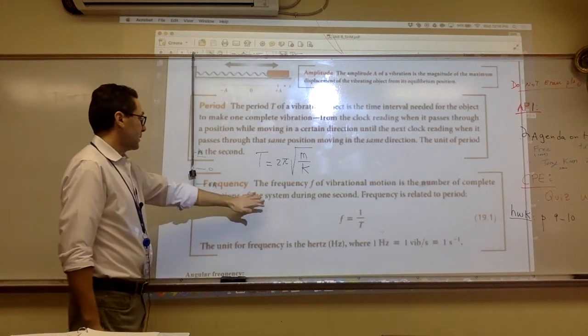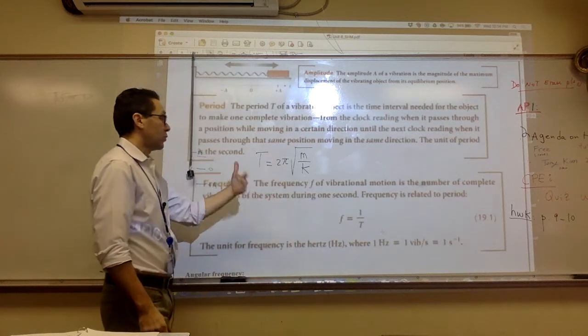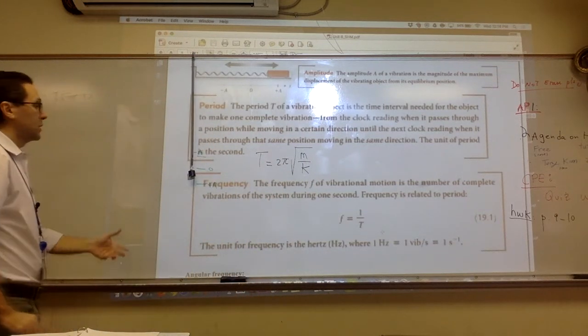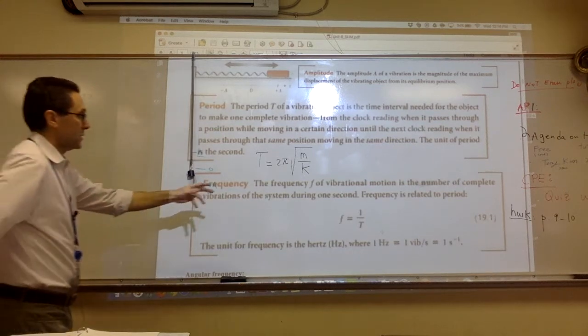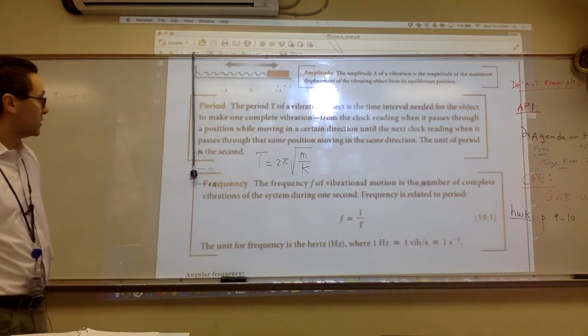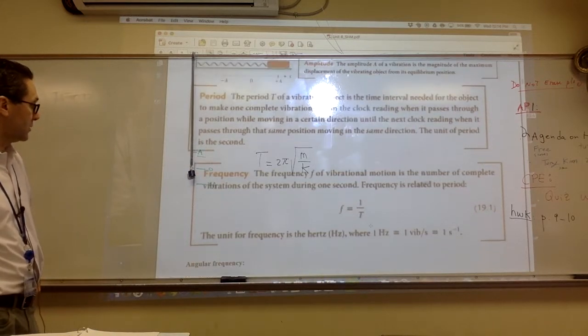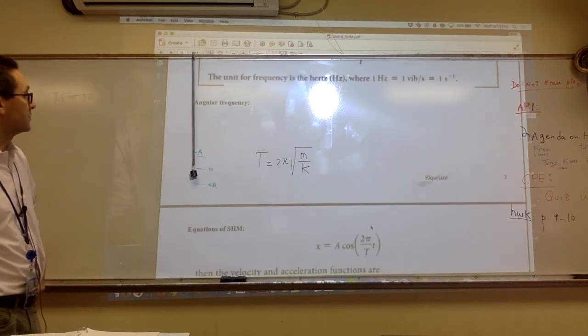The period is how long it takes to do one cycle or one vibration. The frequency is basically how many vibrations you do per second. So it's just the reciprocal of the period. The unit for frequency is hertz, and the period, as you can see, is in seconds.